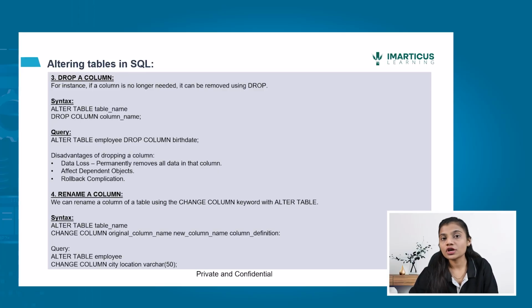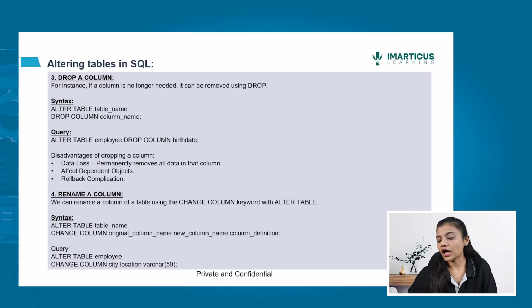Now this change will not only change your column name but also the column definition. I'll show you a practical example of the same. So we can rename a column of a table by using the change column keyword with alter table. Syntax: alter table name, change column, the older column name, then the new column definition which you want to add. And there is a sample query where city is changed to location with certain data types. So these are the parts which we can use in terms of alter.